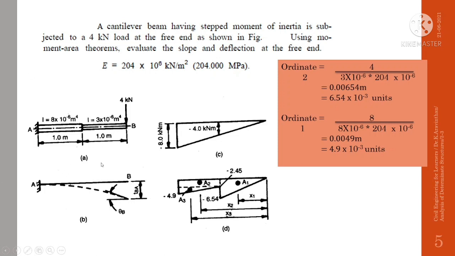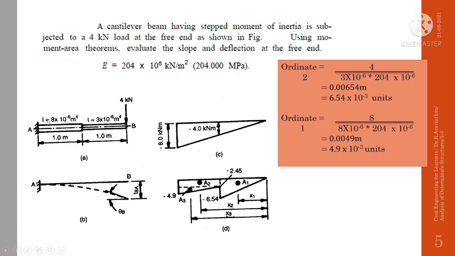If your span has two or more moments of inertia or two or more Young's moduli, then what will be your deflection? If you want to find the solution for this kind of problem, let us take this example and understand. A cantilever beam which is having a stepped moment of inertia. So this is known as the stepped moment of inertia.